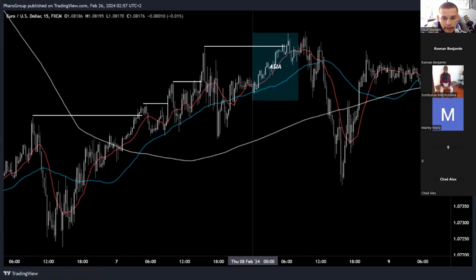Sombulala is asking on which time frame this occurs mostly. I only use my 4 hour and my weekly to do my analysis. When it comes to my structure, for my Asian session, my 15-minute chart. The 15-minute chart is the chart.